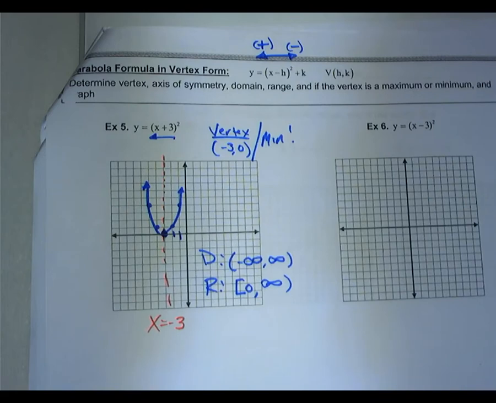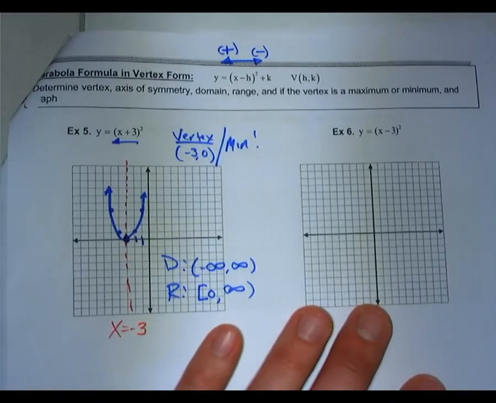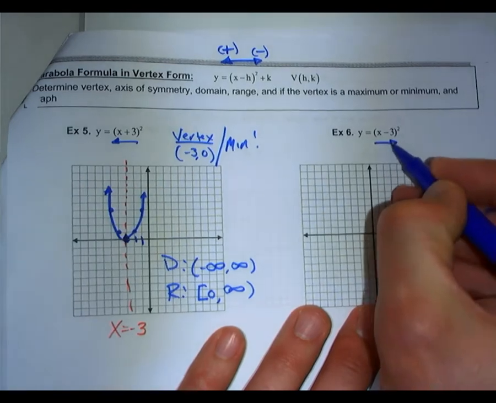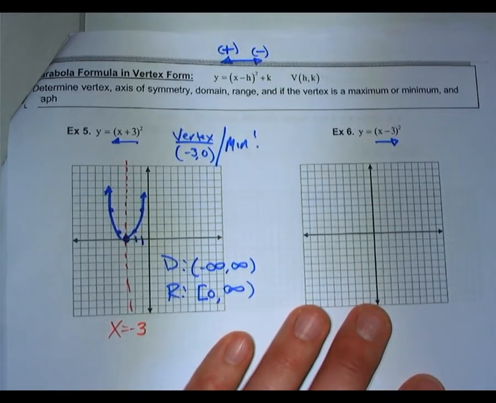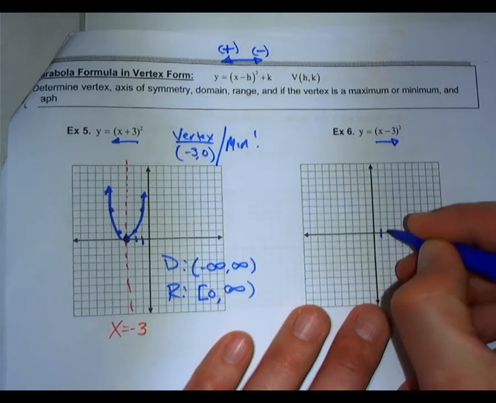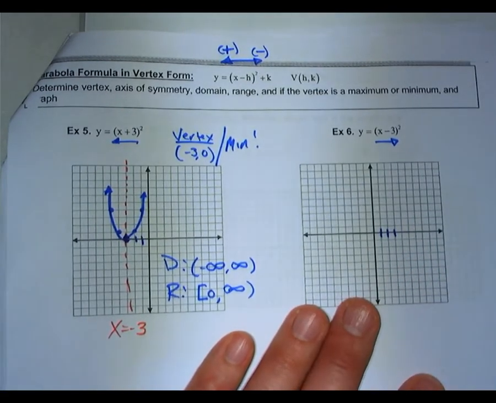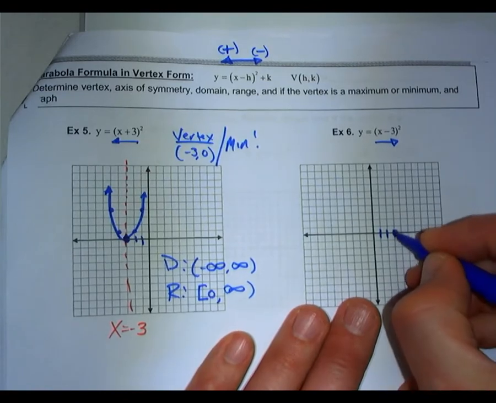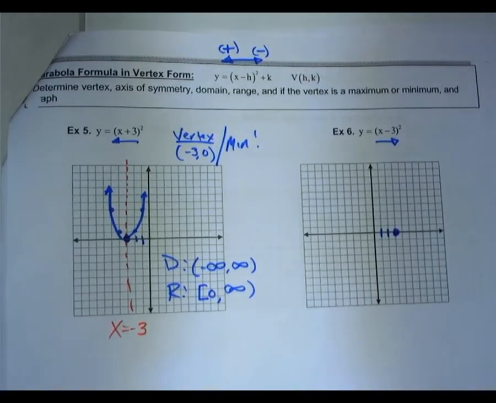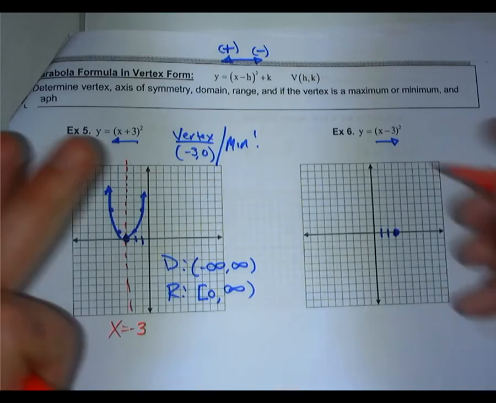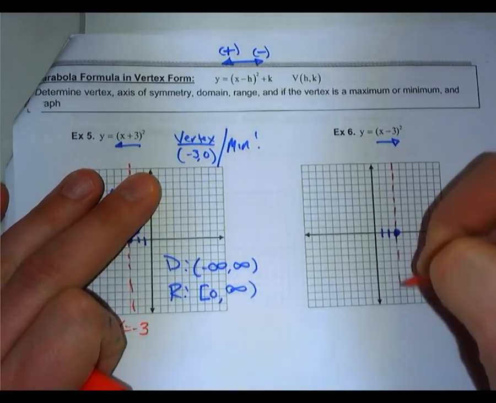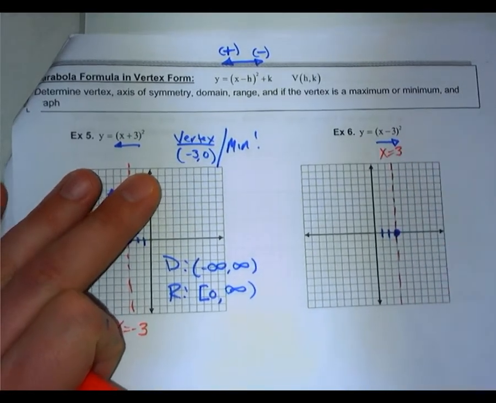All right, here we go. Next one. Well, now we just do the opposite. This time I've got y equals (x minus 3) quantity squared. Which way do I go? I go right. As I take a look, I count over: 1, 2, 3. There's my vertex. Okay. The axis of symmetry goes right through that at x equals 3.